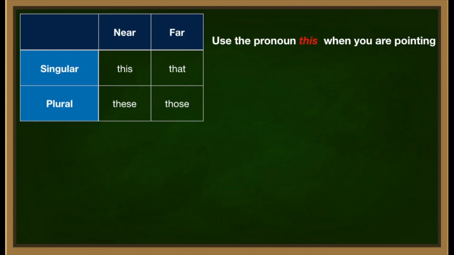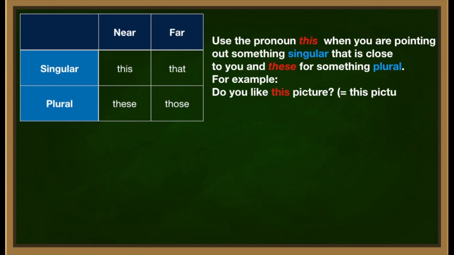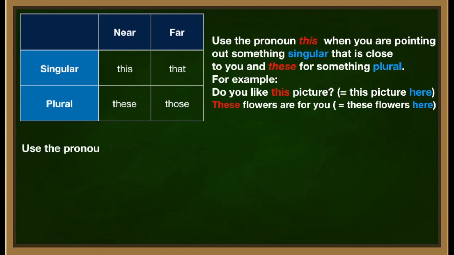We use the pronoun this when we are pointing out something singular that is close to us. And we use these for something that is plural. For example, do you like this picture? The picture here. The picture is close to you, so we say, do you like this picture? These flowers are for you. These flowers are close to you, so we say these flowers.